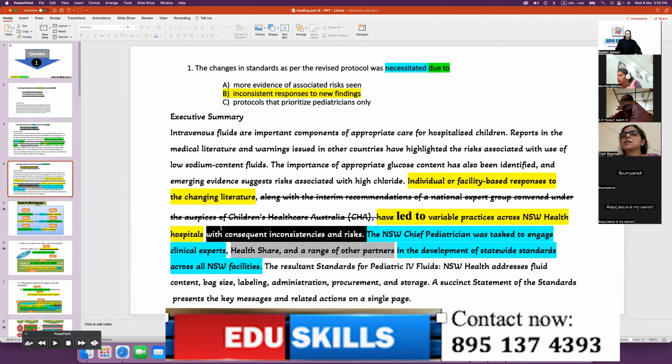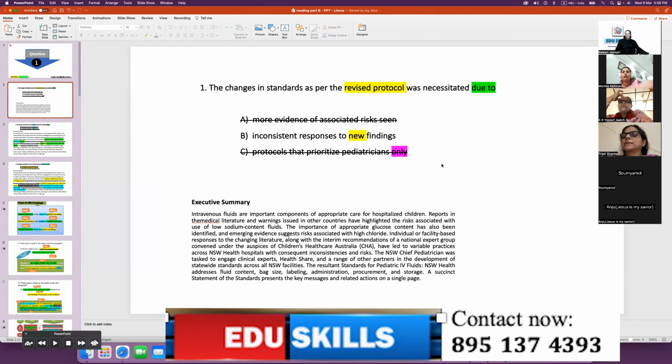across NSW health hospitals, with the consequent inconsistencies and risks. Inconsistencies and risks are the consequence. Risks can never be, as we said here, in the first option, the cause, because they are asking for due to. You cannot say due to a consequence, right? Due to means cause, reason; you have to choose the cause, not the effect. Hope that is clear. So even with what I'm telling you now, if you are competent in your strategies, we did not even go to the text.